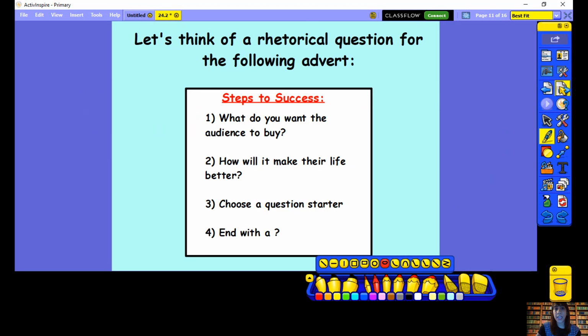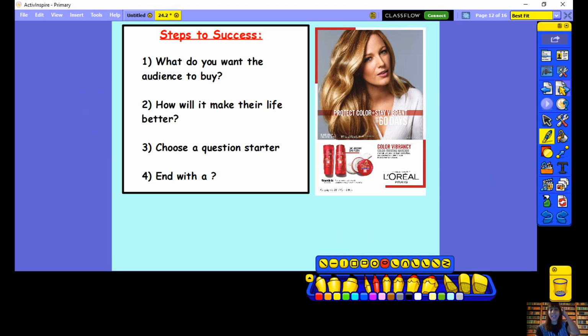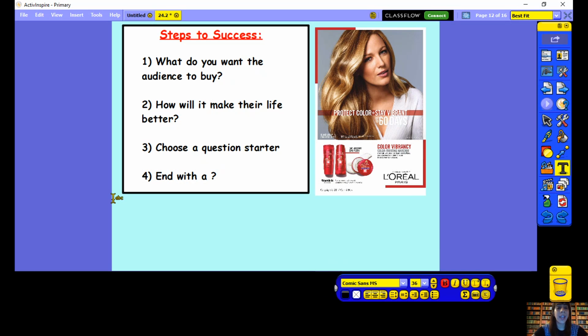So let's try the first one. I've got my steps to success here, and I have got an advertisement for shampoo. And I've got a picture there of a lady with very glossy hair. Remember I said the photo and the picture is just one part of an advertisement. The writing and the persuasive text is another part.